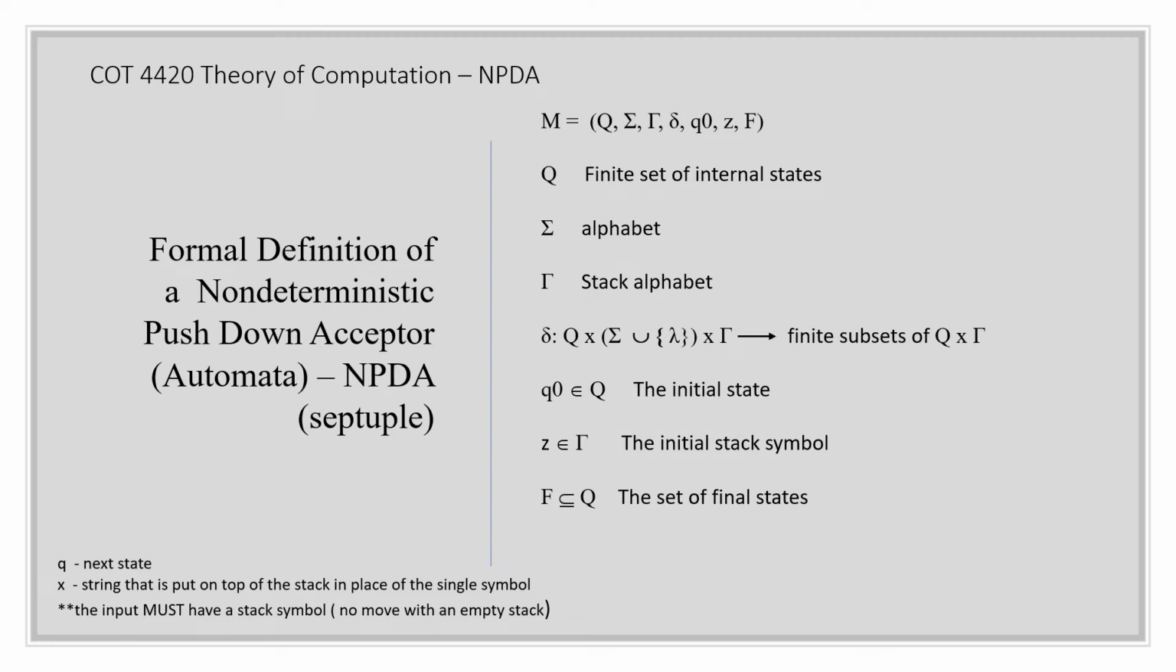It has a finite set of states, an alphabet, a stack alphabet, and the transition function, which includes lambda transitions because it's non-deterministic. It also includes the stack. So remember, on your transition with the stack, you can push onto the stack, you can pop off of the stack, you can ignore what's on the stack, or you can replace what's on the top of the stack.